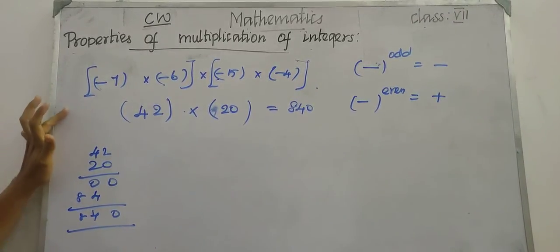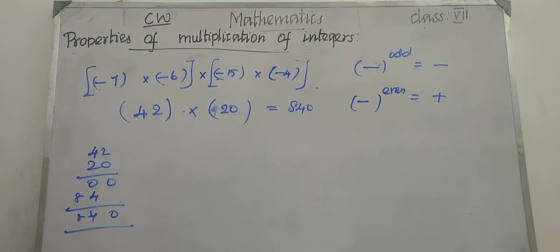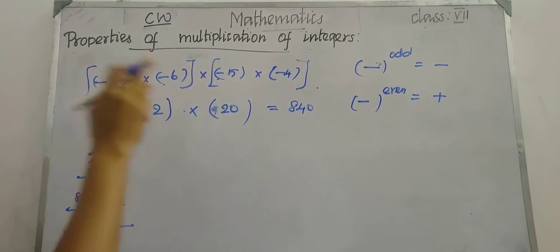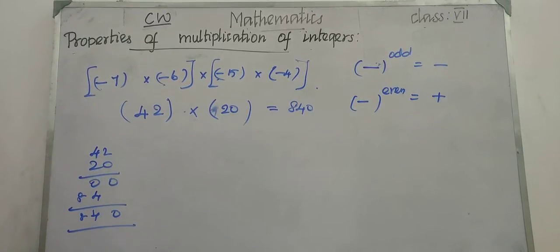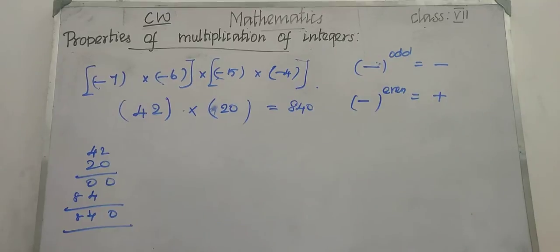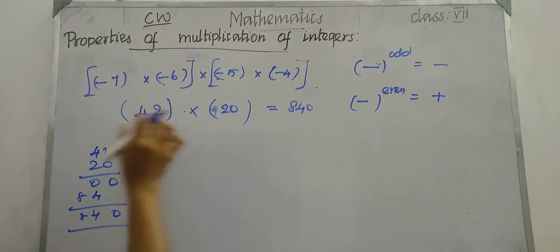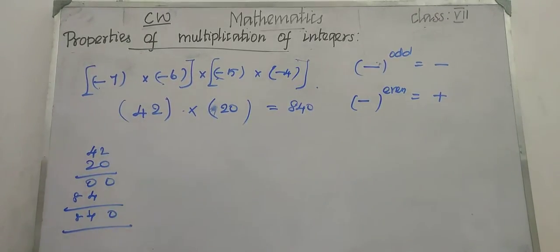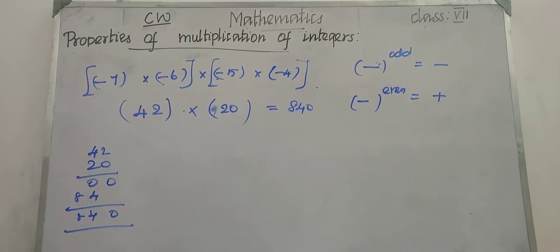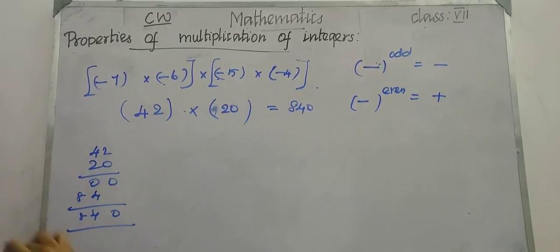Okay children, have you all understood? We got the question with 4 negative integers. We are asked to multiply all the integers. I simply separated these two and these two, I just grouped them. After grouping, I got the answers 42 and 20, and at the last, I got the positive integer 840. Plus 840. From this we came to know that we have 4 negative integers, right?